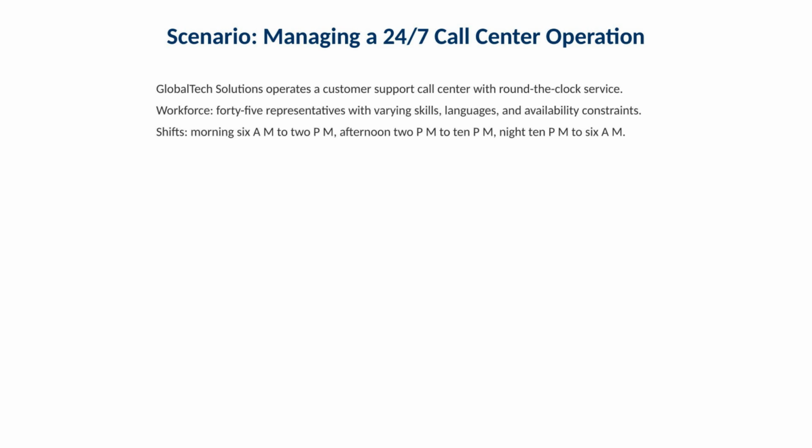They have different skill levels, language capabilities, and availability constraints. The day is divided into 3 8-hour shifts. The morning shift runs from 6 a.m. to 2 p.m. The afternoon shift runs from 2 p.m. to 10 p.m. The night shift runs from 10 p.m. to 6 a.m. Right away, this structure creates operational pressure. Night shifts are harder to staff, handoffs between shifts must be clean, and coverage must follow real demand patterns rather than a static headcount rule.